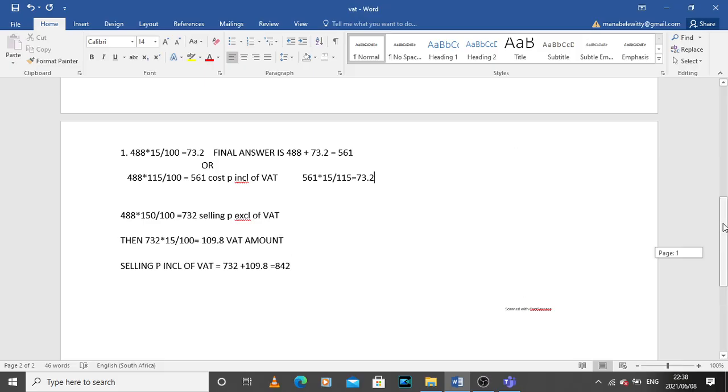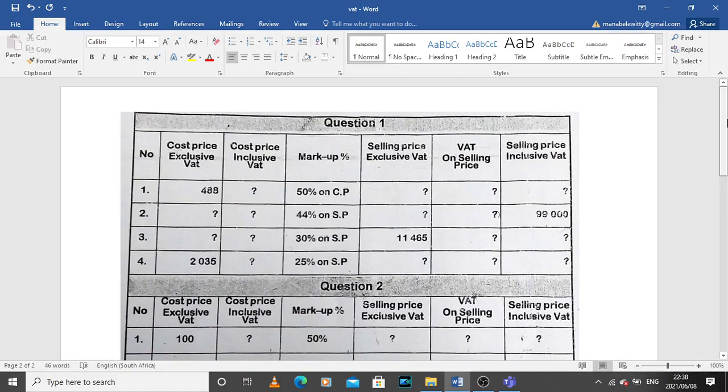So okay, let's move on. I hope you understand the first part. In order to get this amount, you must calculate VAT first and then add it back to get the cost price inclusive of VAT, or you punch it in with 115 over 100. It gives you the straight answer.